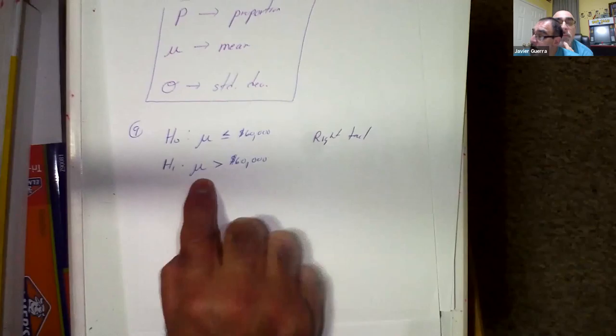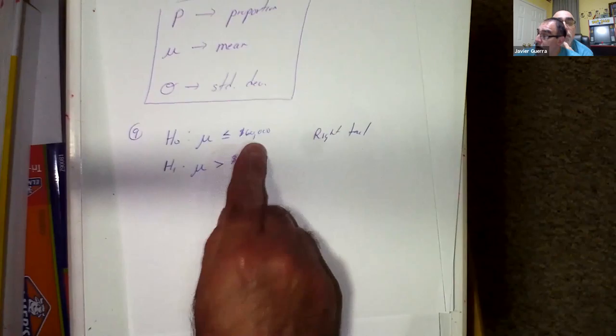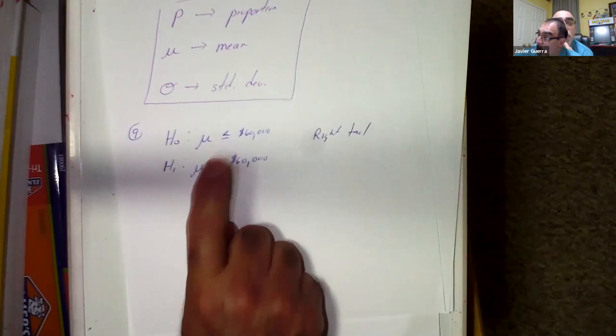So this was given to me. Mu is greater than 60,000. The other one is the complement. Same number. Don't change the numbers. All you're going to do is change the inequalities in the middle. There's the greater than. Opposite is less than or equal to. That's how it works.